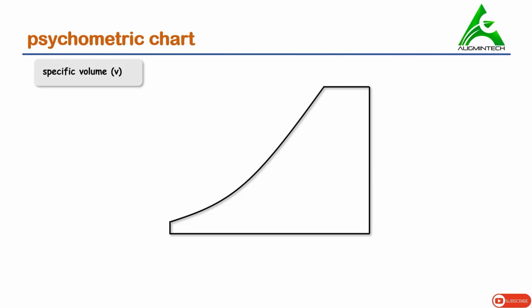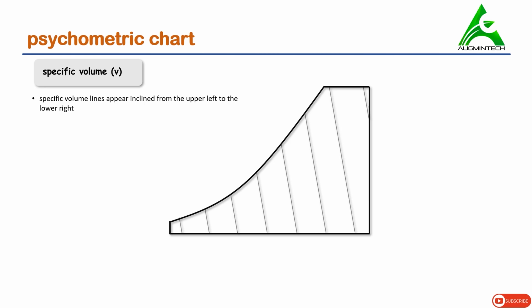Specific volume. Specific volume lines appear inclined from the upper left to the lower right. These are the lines that represent specific volume. These lines start from the upper left and end at bottom right. These lines are not exactly parallel. It might appear to you in psychrometric chart that the lines of specific volume are exactly parallel, but in reality they are not.